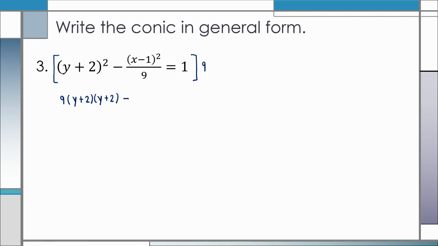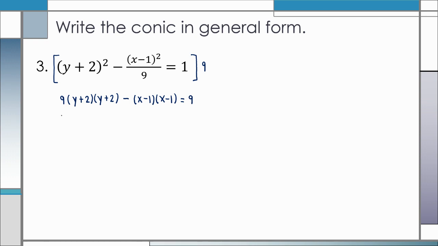When I multiply that 9 by this fraction, the 9's are going to go away, and I'll just have that x minus 1 quantity squared. So once again, I'm going to write that out twice. This is going to equal 1 times 9, which is 9.